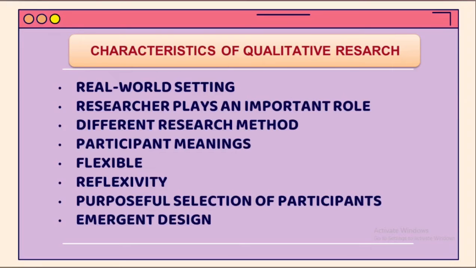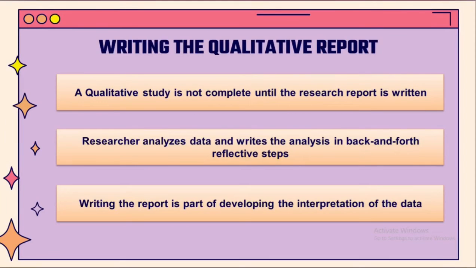And next is purposeful selection of participants. In qualitative research, participants are selected randomly from a carefully chosen segment of potential participants. The persistent range of participants increases the accuracy of the outcome of the research. And the last is emergent design. A unique characteristic of qualitative research is its emergent design. That means a qualitative research method can change from what was decided by the researchers at the beginning of the research process. And we go to the next slide, which is the facts of writing the qualitative report.